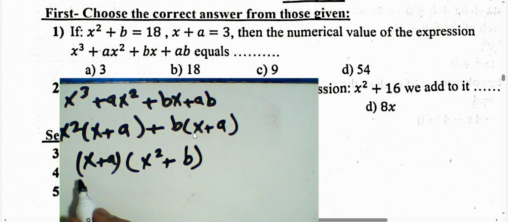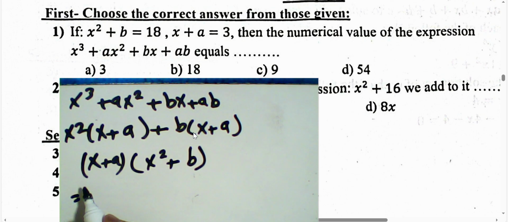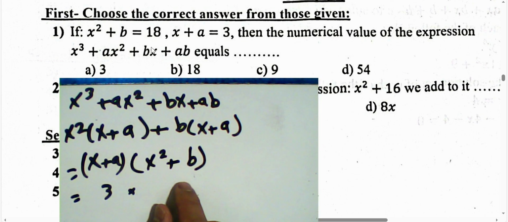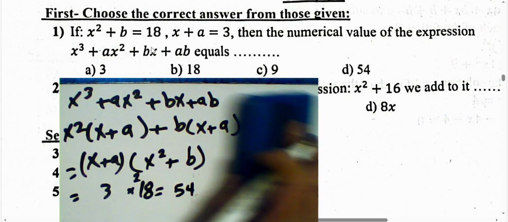This expression divided by x + a will be x^2, and this expression divided by x + a equals b. Okay, he gives the answer here about the two factors, the product between them equals what? The value of x + a equals 3. He gives us this information about this example, and x^2 + b equals 18. 3 times 8, 24, right? 4, carry 2. 1 times 3, 3, plus 2, 5. Then the result will be 54.